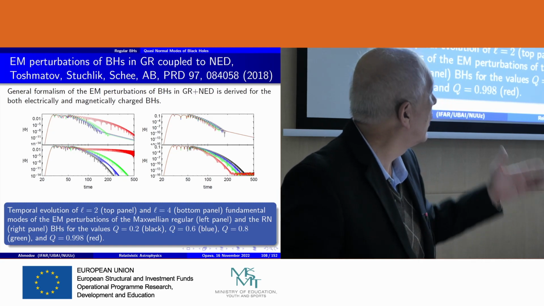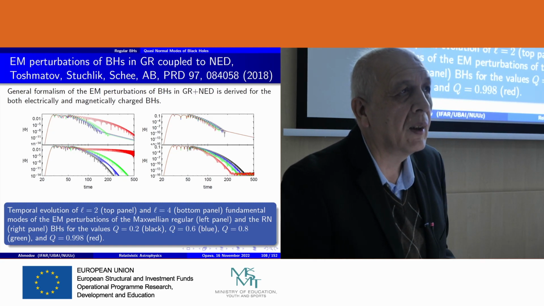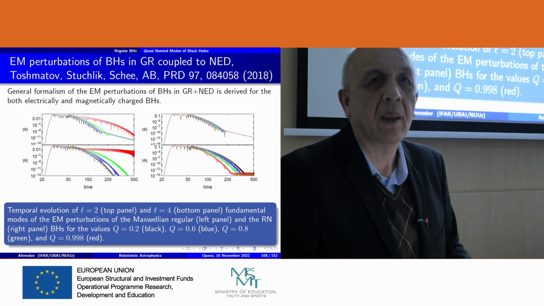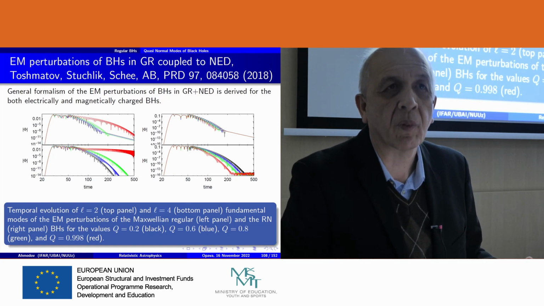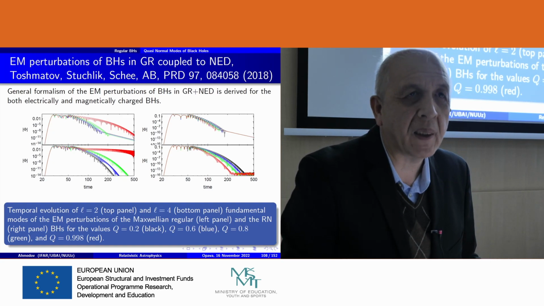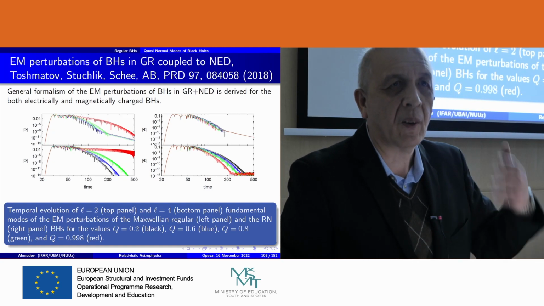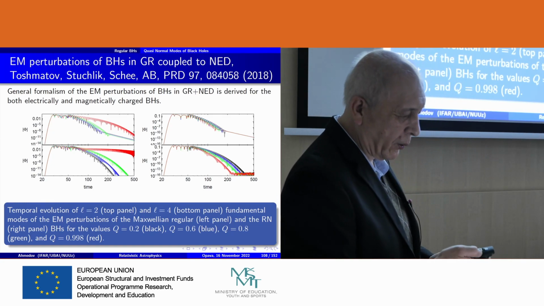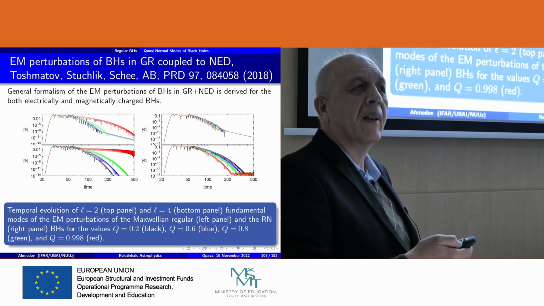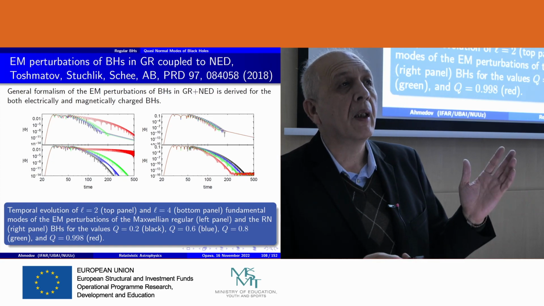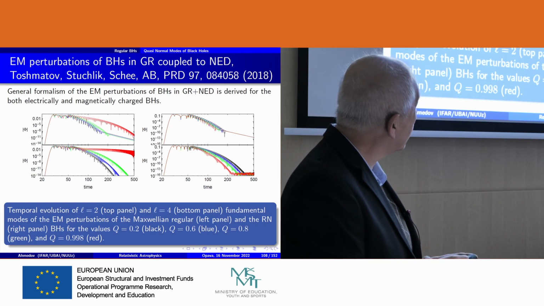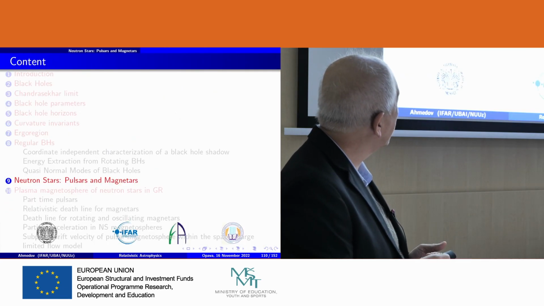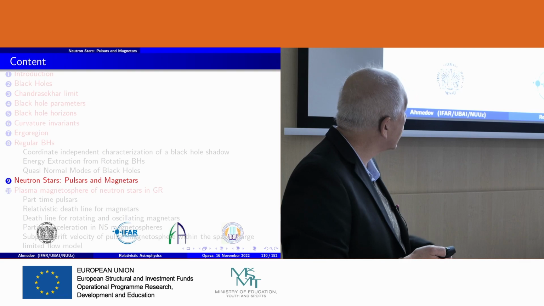Now we don't see any electromagnetic counterparts, but if we would observe electromagnetic perturbations which survive for a long time, it would mean that the black hole is a regular one. So there is some hint, some way of distinguishing them. This is what I wanted to discuss about black holes.